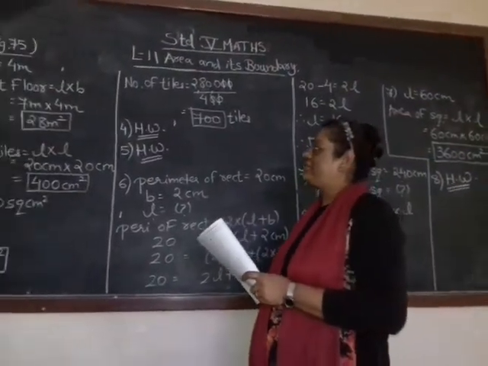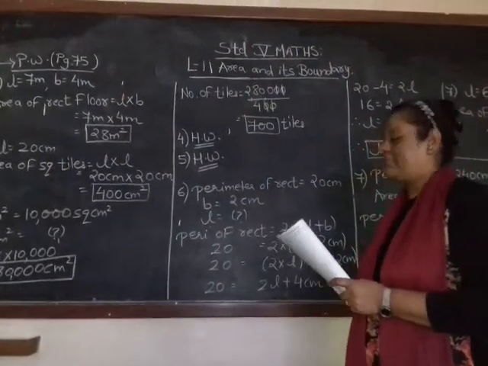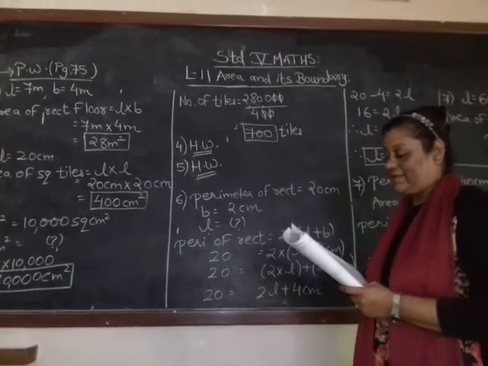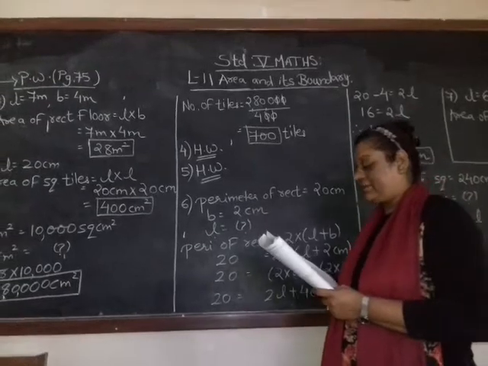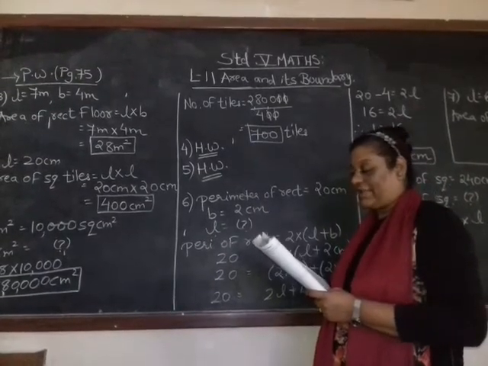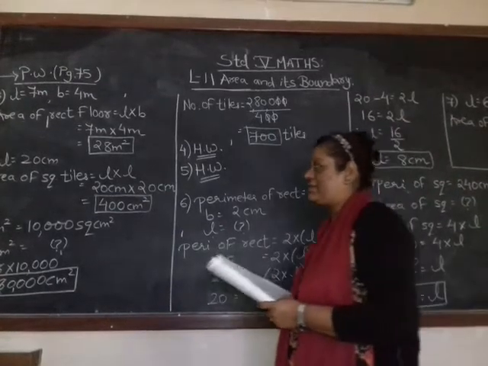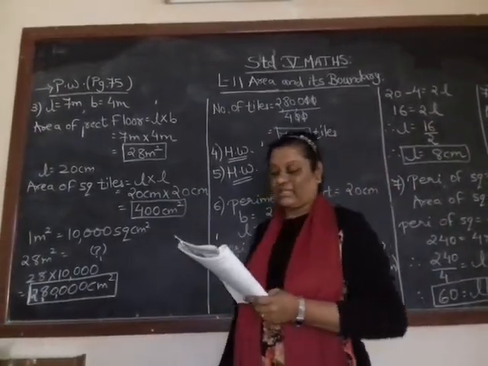Continuing further with question number 3 of main sum number 10. I go through the sum. How many square tiles having a length of 20 cm can be fixed on a floor with length 7 meter and a breadth 4 meter? Now here, do you find something new or something strange for you?